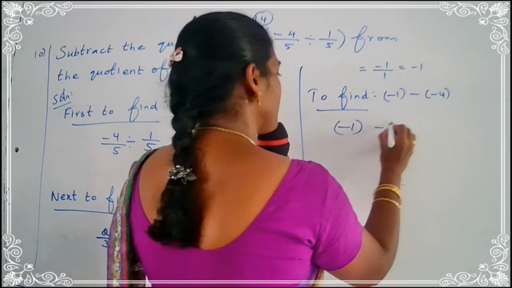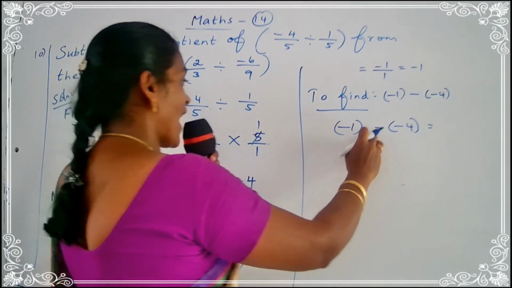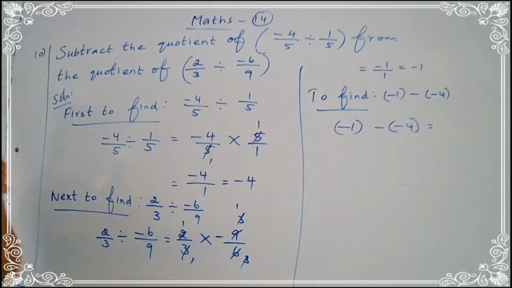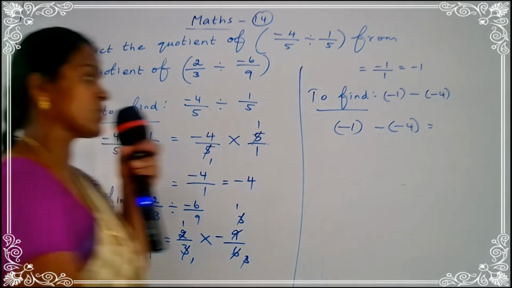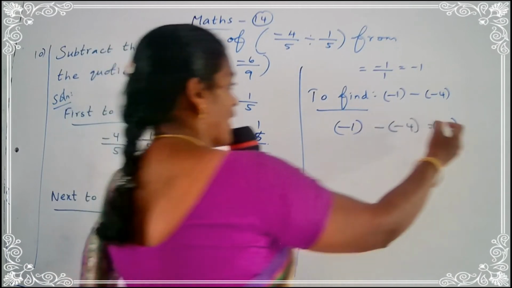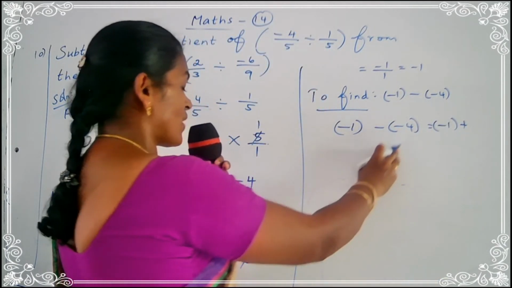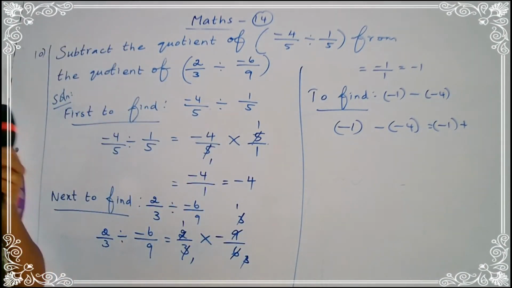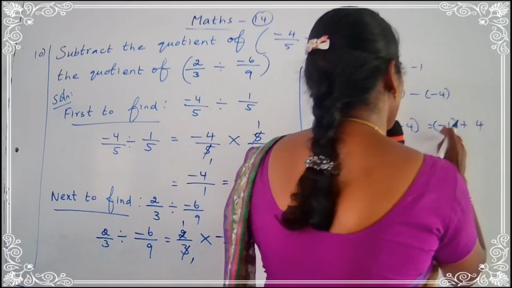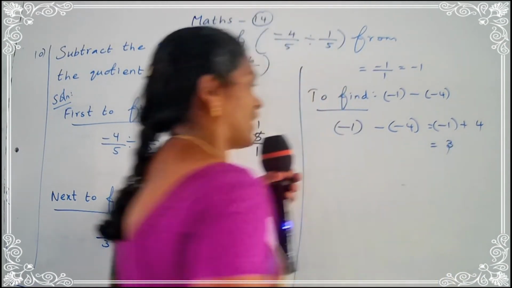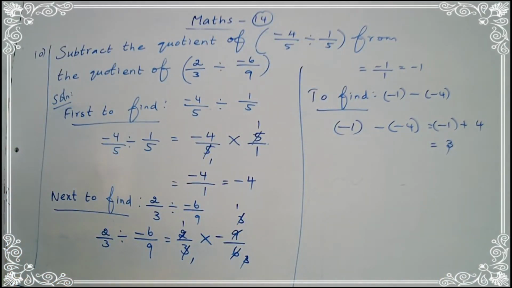You see here a subtraction. So we add the additive inverse of the rational number to be subtracted. Okay. So minus 1. Now you change the sign. Minus into plus. That time you put the additive inverse. What is the additive inverse of minus 4? Plus 4. Okay. So minus 1 plus 4 is equal to 3. Okay. Are you clear? Yes. So that's why your answer is 3.